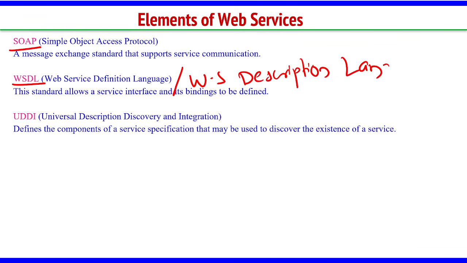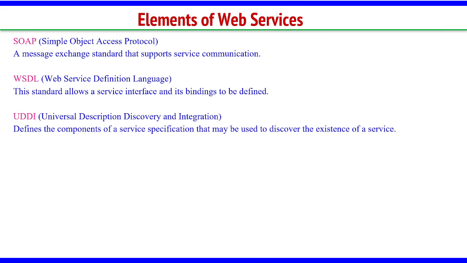Description language. There are two versions of this. You can call it definition language or description language. And the third one is UDDI, Universal Description, Discovery and Integration. What are these three things? Let's understand.